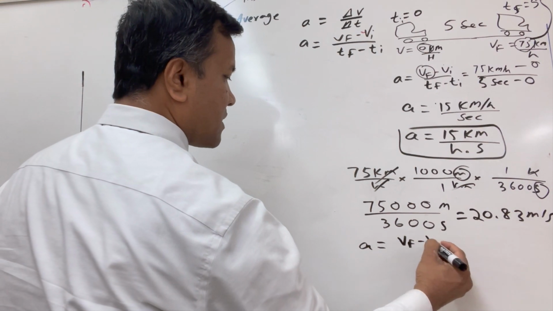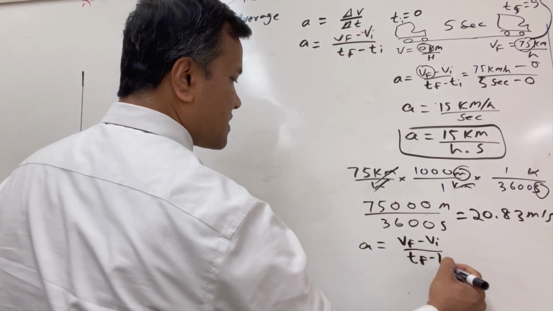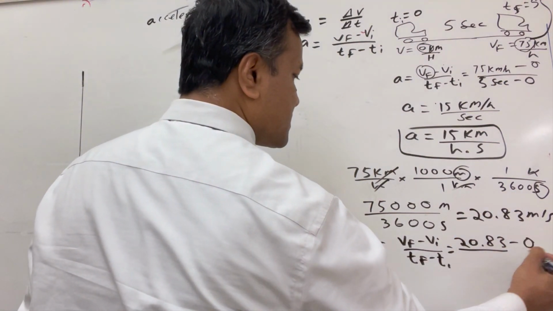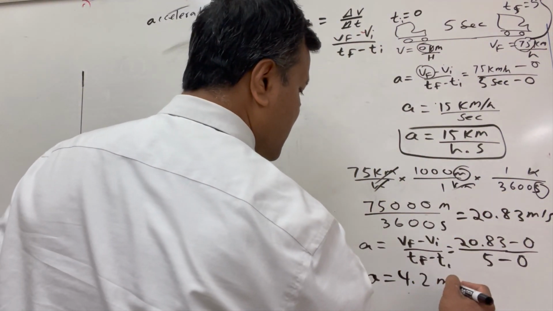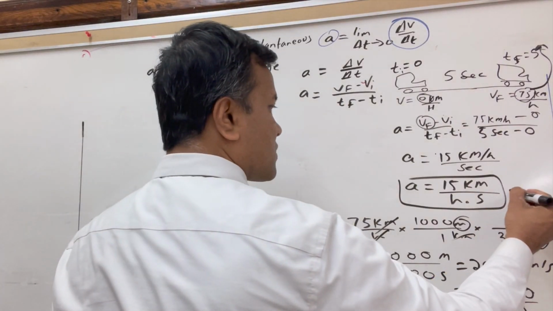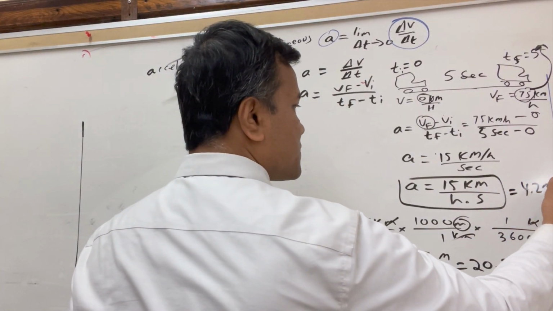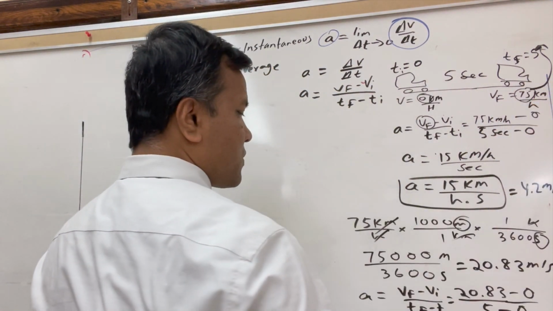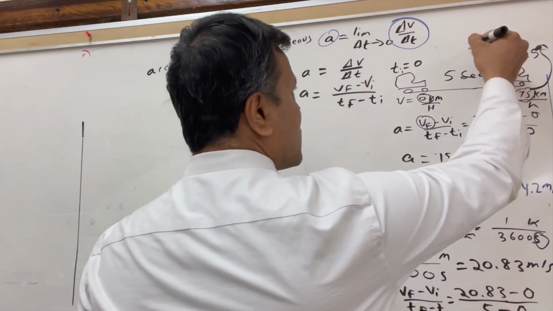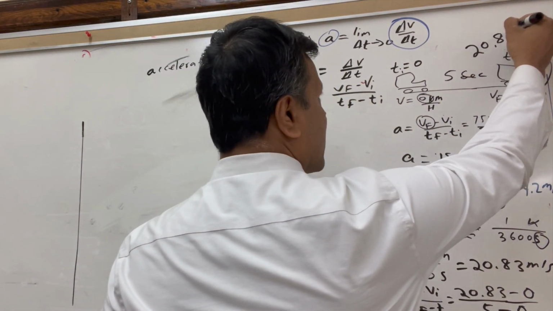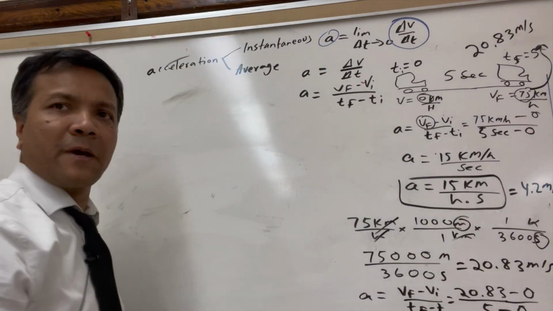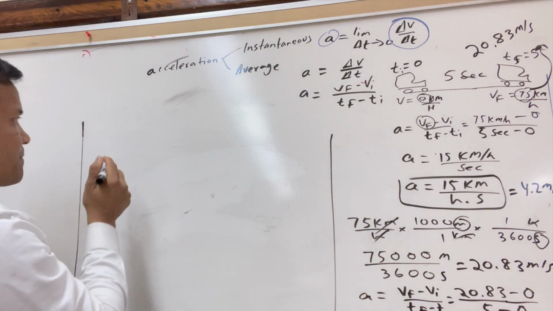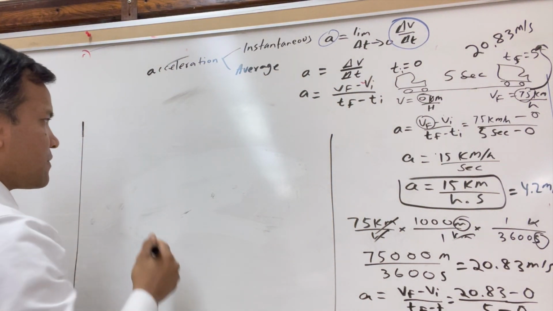Now let us find the acceleration. Acceleration is velocity final minus velocity initial over t final minus t initial, that would be 20.83 minus 0 over 5. Acceleration is 4.2 meters per second per second. And 75 kilometers per hour is equivalent to 20.83 meters per second. So far, so good.